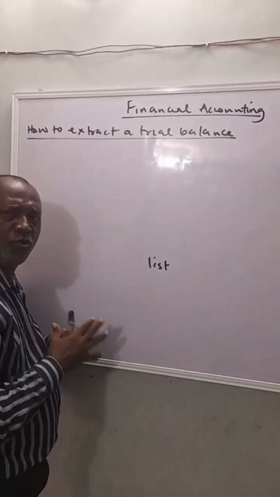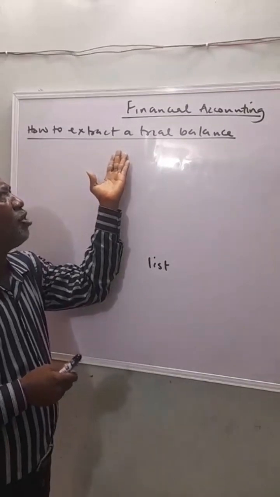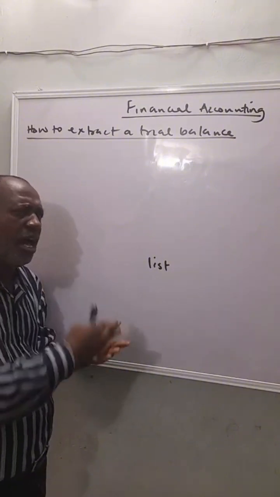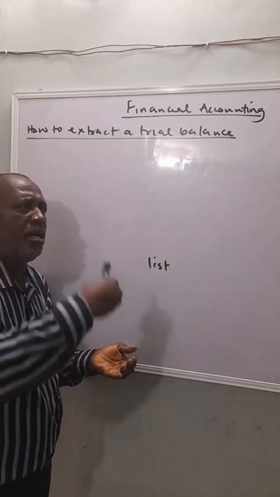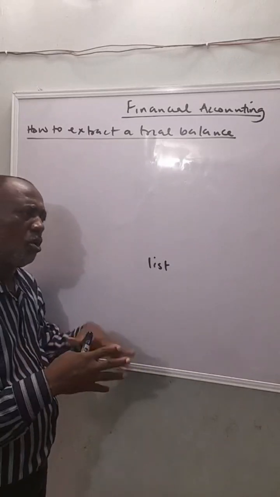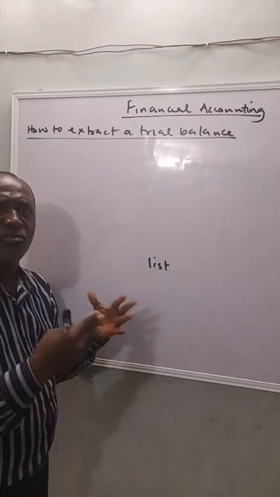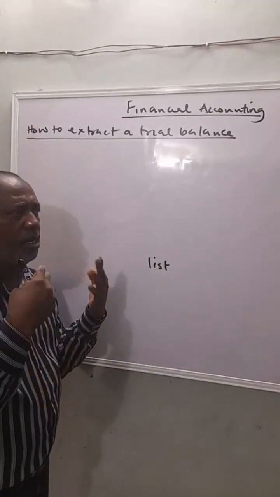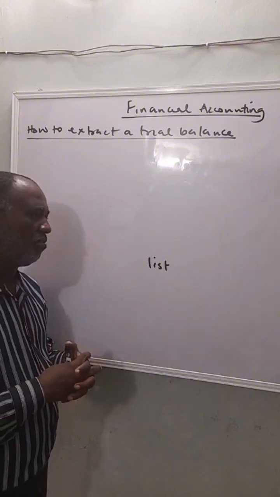But when you are given examination questions, especially those of us preparing for WAEC, sometimes the WAEC examination will give you a list of transactions and tell you to extract a trial balance. After extracting the trial balance, you will be asked to prepare final accounts, which will be the trading profit and loss account and balance sheet, or at a higher level, they will tell you to prepare an income statement, a statement of profit or loss for the year ended, or a statement of financial position as at whichever date it is.